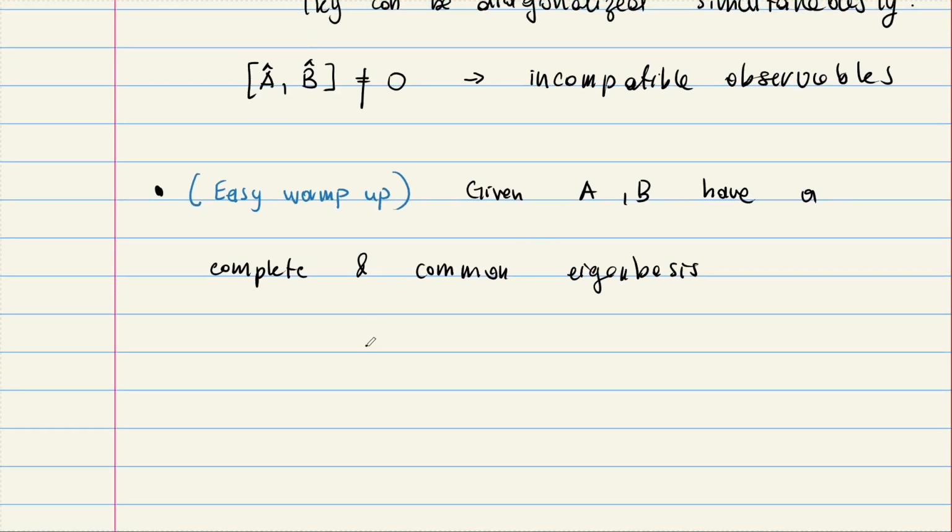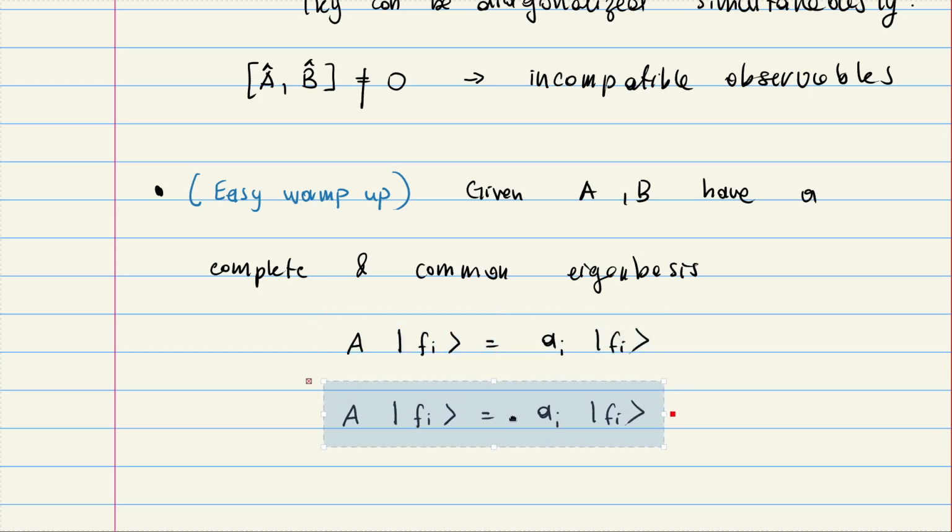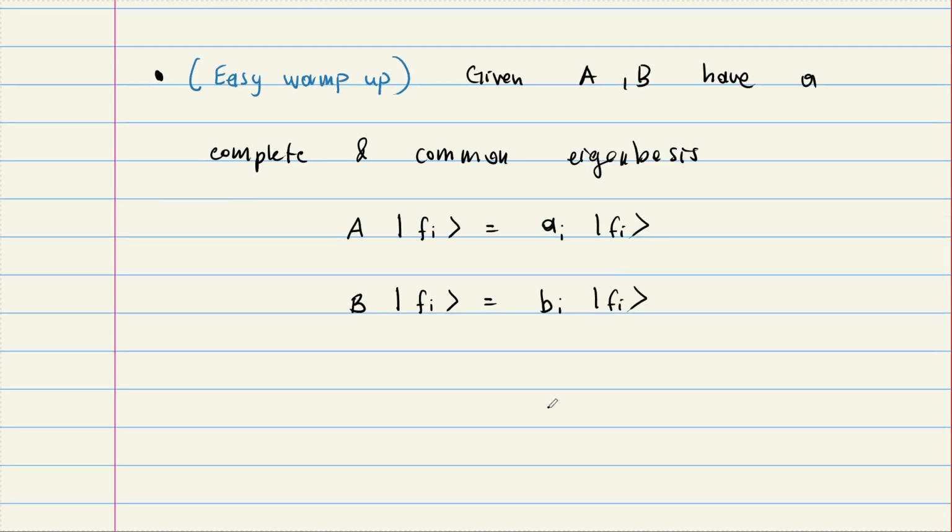So if this is given, the meaning of this sentence is that I can take A and hit a set of functions f_i, and I can find some a_i times f_i. And I can do the same thing with B, but B is going to have its own eigenvalues, b_i. And the question is, what is the commutator? The commutator is AB minus BA, right? This is the commutator.